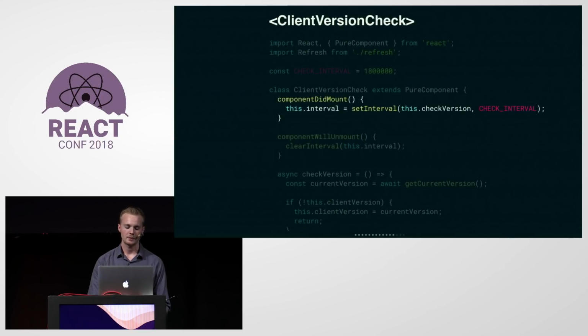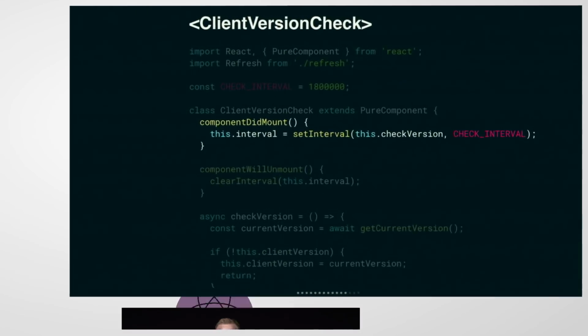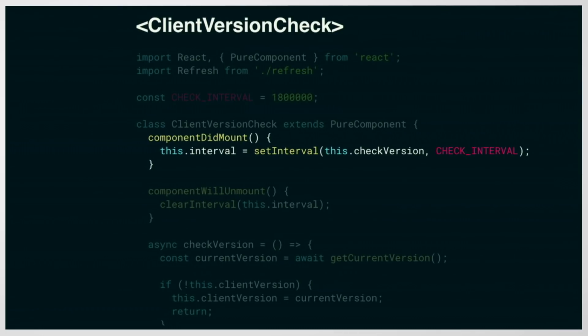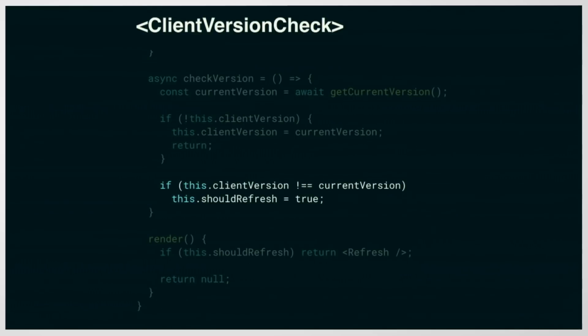Here's a quick example of a component that we have in our application. It checks the deployed version of the app versus the version that's on the client, and if they're out of date, it just refreshes to get the latest assets. In didMount, we're setting up some work. It's an interval that checks the version. In checkVersion, we make a call to get the version from our server, and if the client version and the deployed version don't match, we set a flag on the instance of the component indicating that we should refresh.